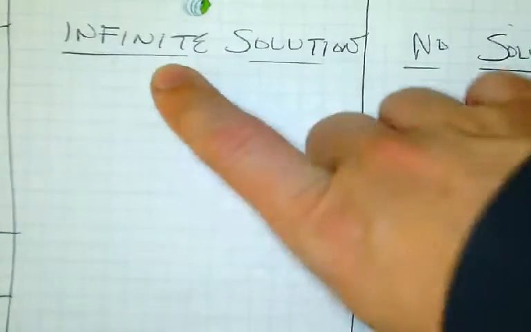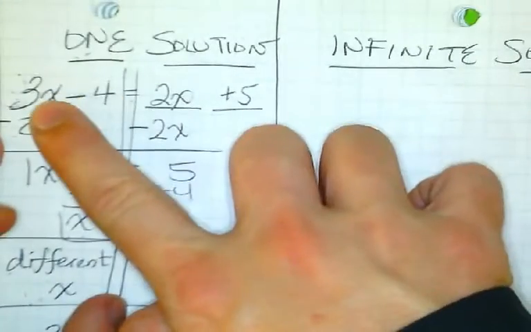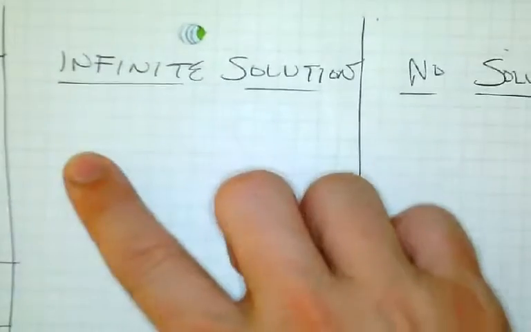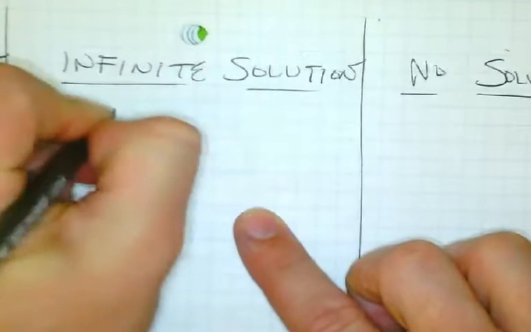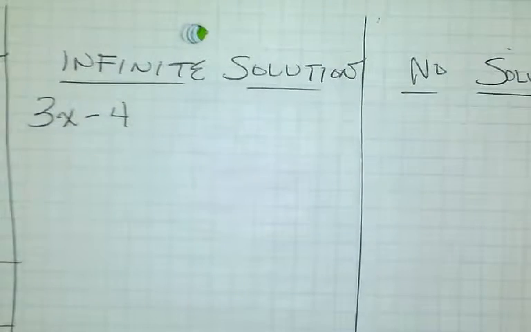Otro ejemplo aquí. So, we're going to start out with the same thing. All right, guys? We're going to say 3x minus 4. Mismo. 3x menos 4. Right.